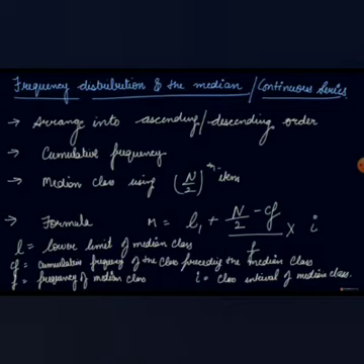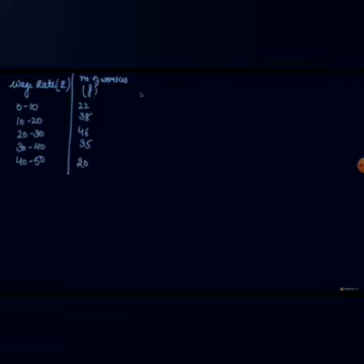So let's see with the help of an example. This is the question. You have to find out the median value. Now the first step was to arrange the series into the ascending or descending order, which is already arranged: 0 to 10, 10 to 20, 20 to 30, 30 to 40, 40 to 50.